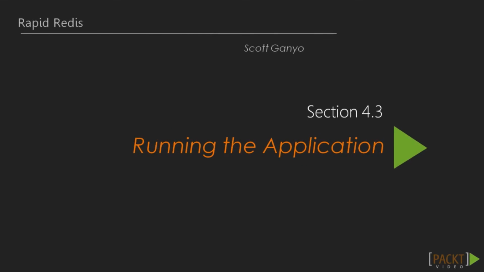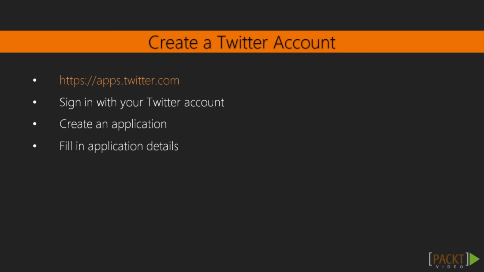Running the application. Okay, so now we're all set to get going. So the final thing we need before we start is to create a Twitter account and a Twitter app. So I'm going to assume that you probably already have a Twitter account. If not, you can just go to Twitter and create one very easily. But once you do, we need to go to apps.twitter.com, sign in, and create an application.